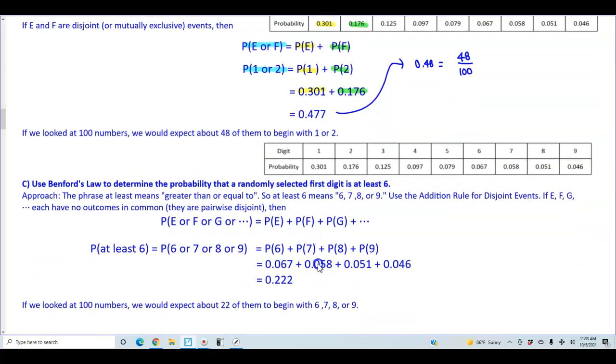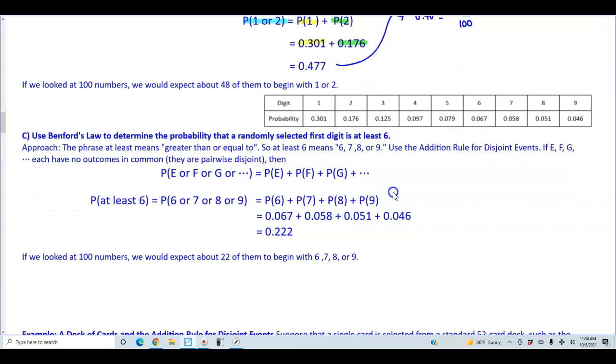Okay, next, in part C, it says use Benford's law to determine the probability that a randomly selected first digit is at least 6. So we need to make sure that we understand what it means to say at least. The phrase at least means greater than or equal to. So at least means equal to 6 and then greater, so at least 6 means 6, 7, 8, or 9.